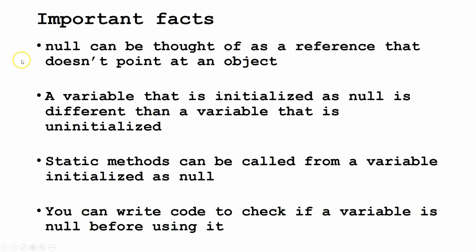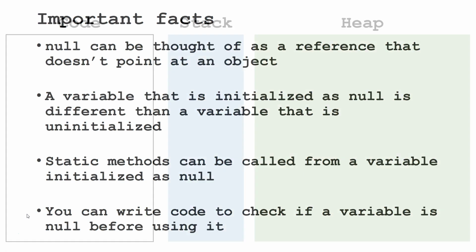Four important facts to know about null. First, null can be thought of as a reference that doesn't point at an object. Second, a variable that is initialized as null is different than a variable that is uninitialized. Third, static methods can be called from a variable initialized as null. Fourth, you can write code to check if a variable is null before you try to use it.